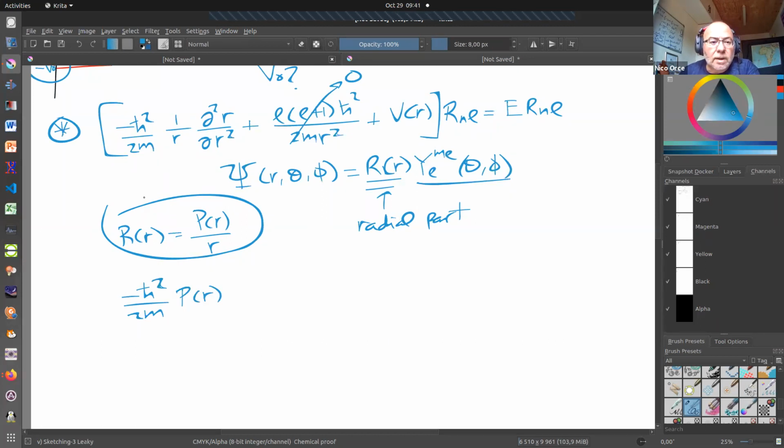Actually, sorry, the partial derivative squared of P(R) over R squared, plus V(R), because we have this is 0 now, right? The central potential is 0, plus P(R) equal to E P(R), right? So now we know the conditions in our potential.